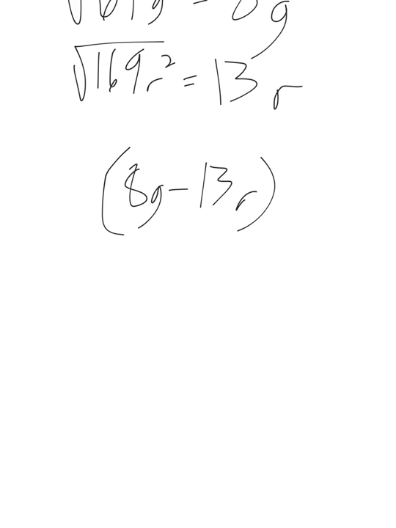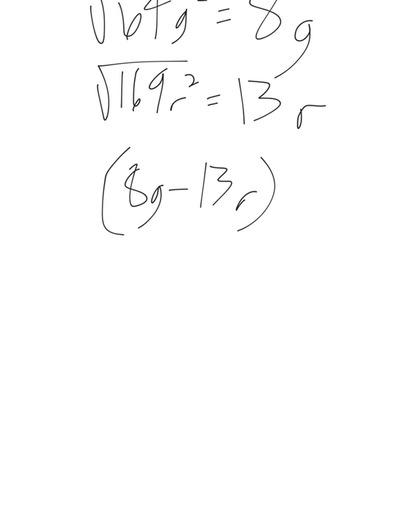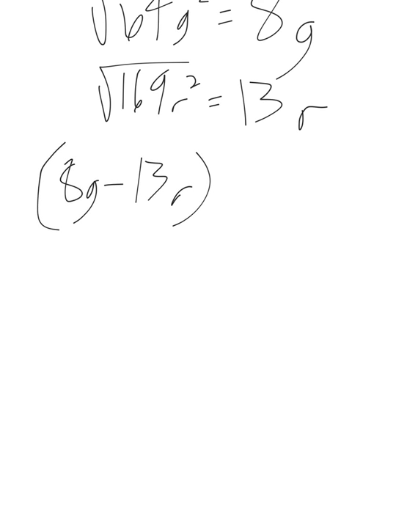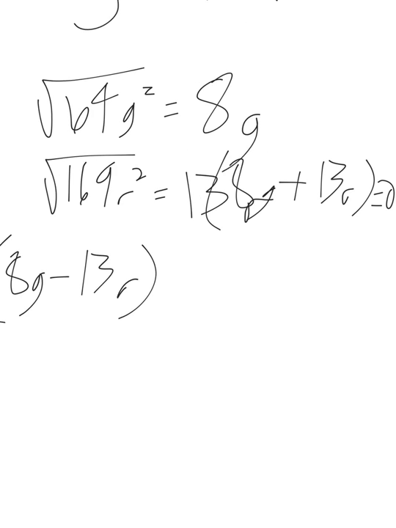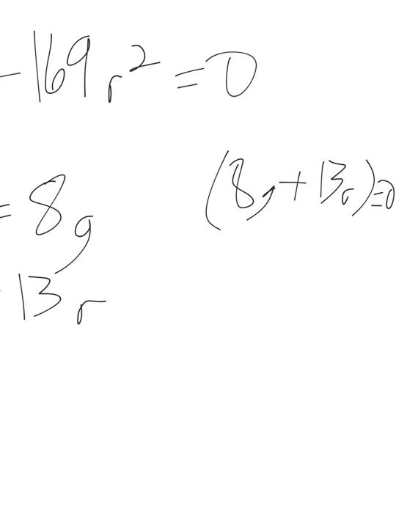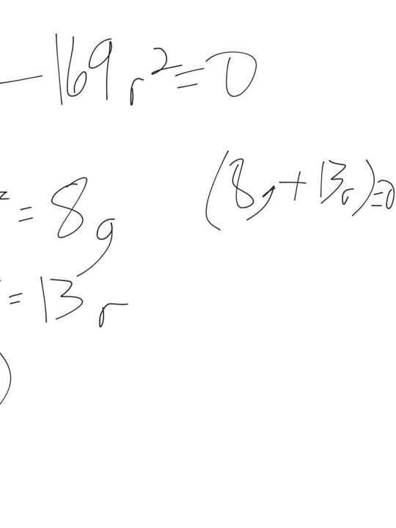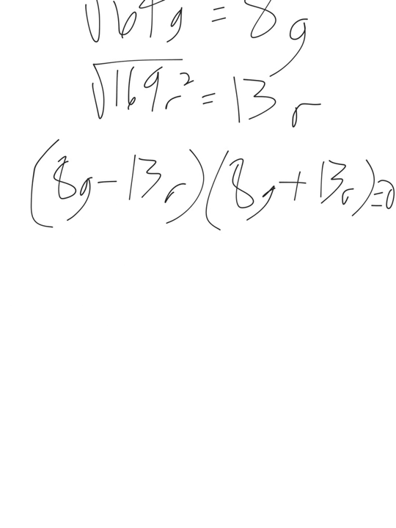Make sure you keep the order the same as the beginning, so that g term came first, the r term came second. So I have 8g minus 13r times 8g plus 13r. And then I can throw on an equals 0. I think I forgot to write that on the original, equals 0. There we go. Okay, and, oh, it's kind of all over the place. Let me fix that. That'll wrap up the notes on this video.